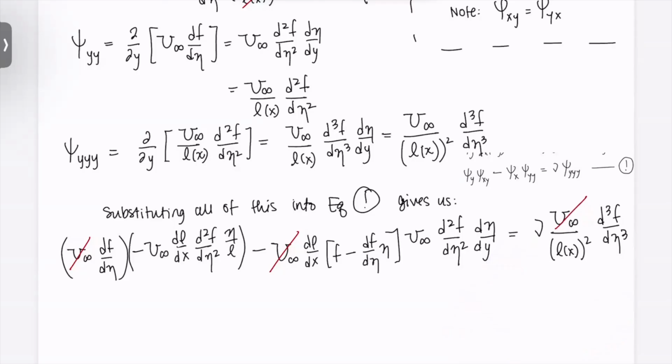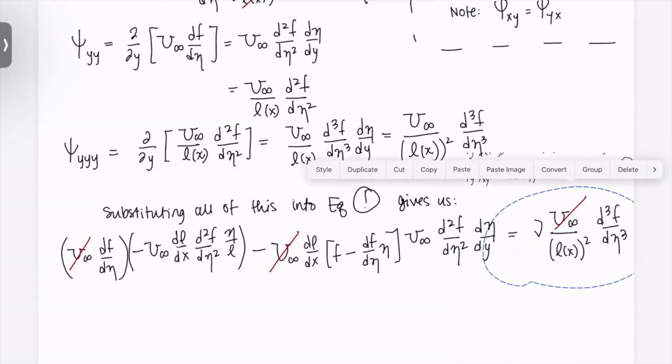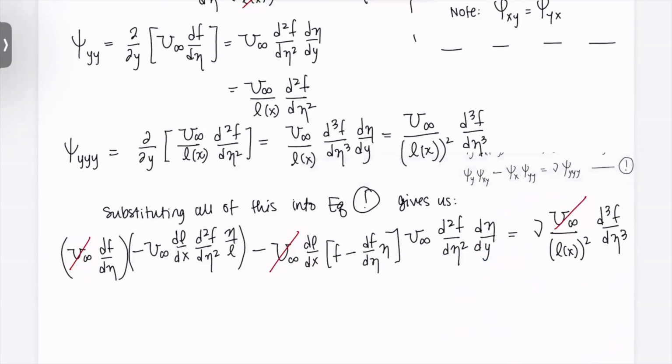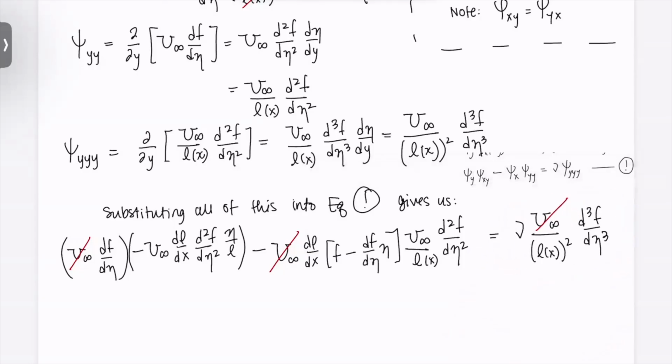Are we going to just change the d eta over dy to 1 over L? Oh, wait, I didn't. Okay, copied the wrong line. Thank you. Over L of x. There. Is that good now? I think so. Okay, thank you.